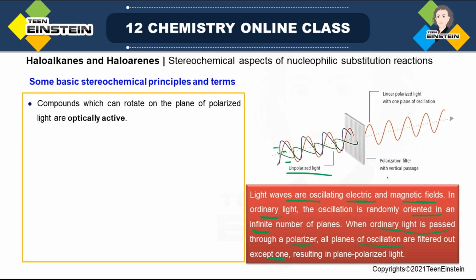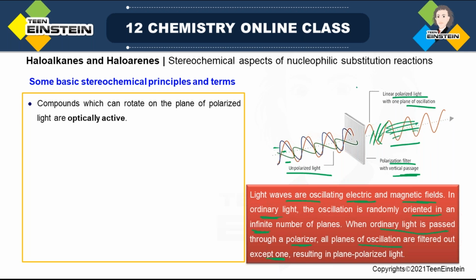Now see, after this polarization filter with vertical passage, only this red wavelength is vertical, so that is why it can only come out after moving through this filter, but not the blue and green ones. So now the light that you are getting contains a single wavelength. You can call it linear polarized light with one plane of oscillation. So this is the plane in which it is oscillating.